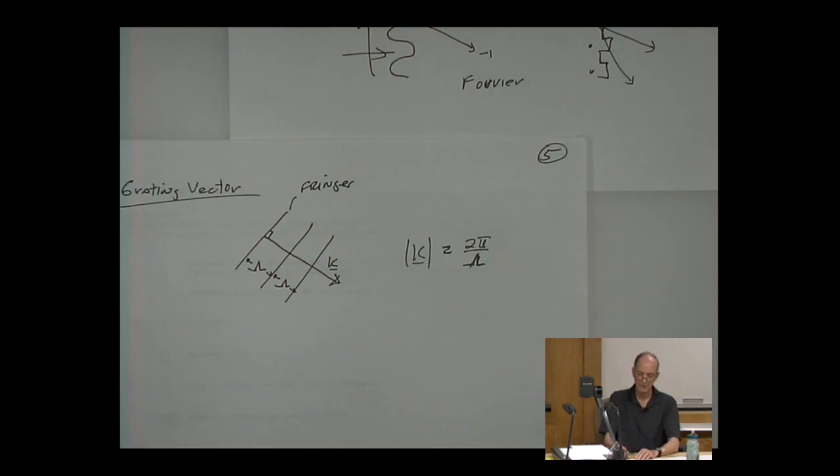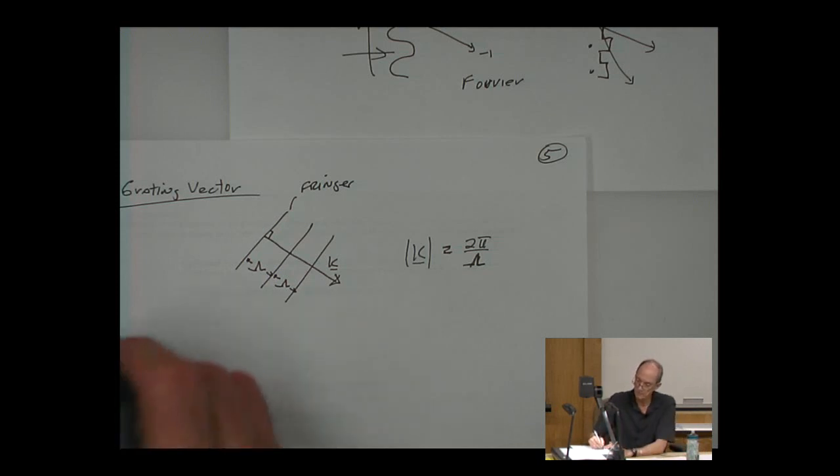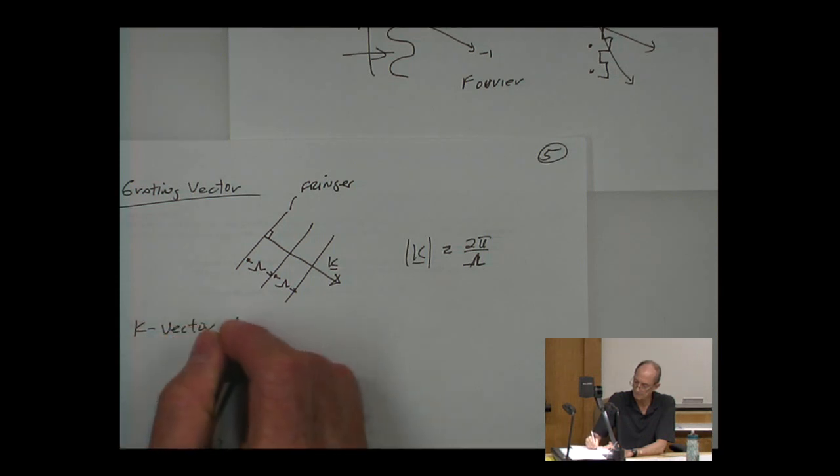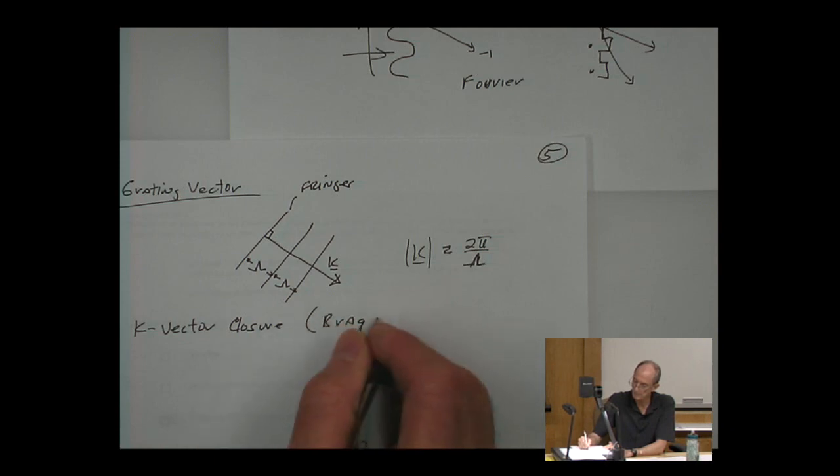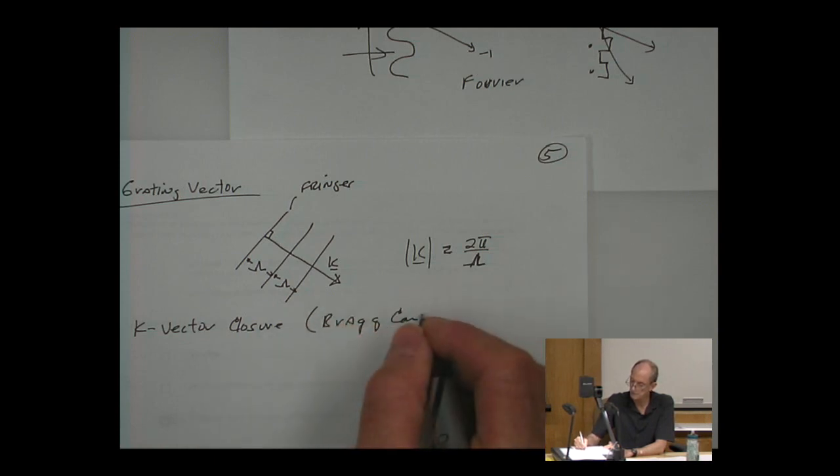Now with that, we have a very important relation that we'll use not only now, but a bit later, and that is what I like to call k-vector closure, or it's also the Bragg condition in a general sense.